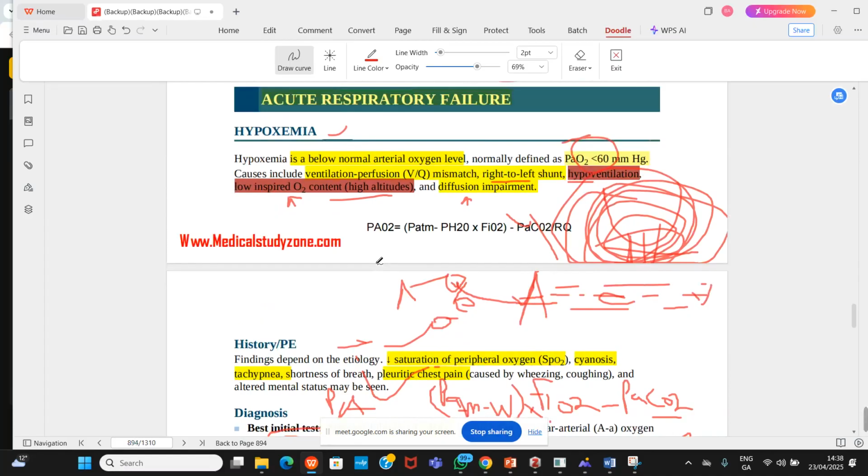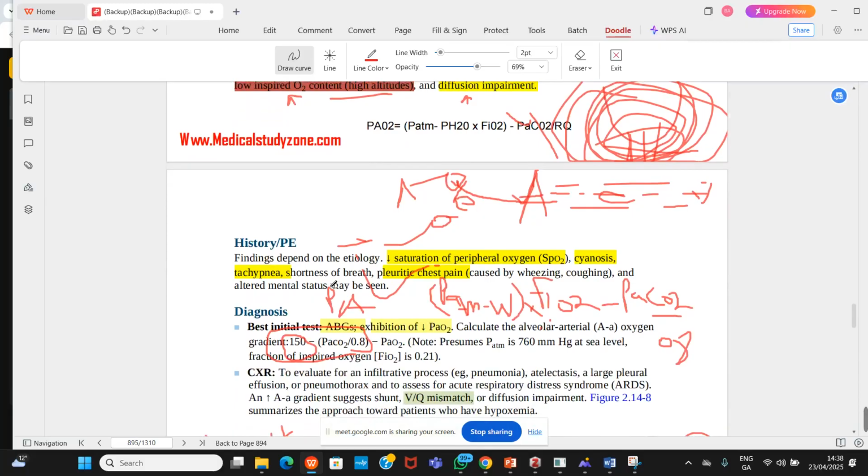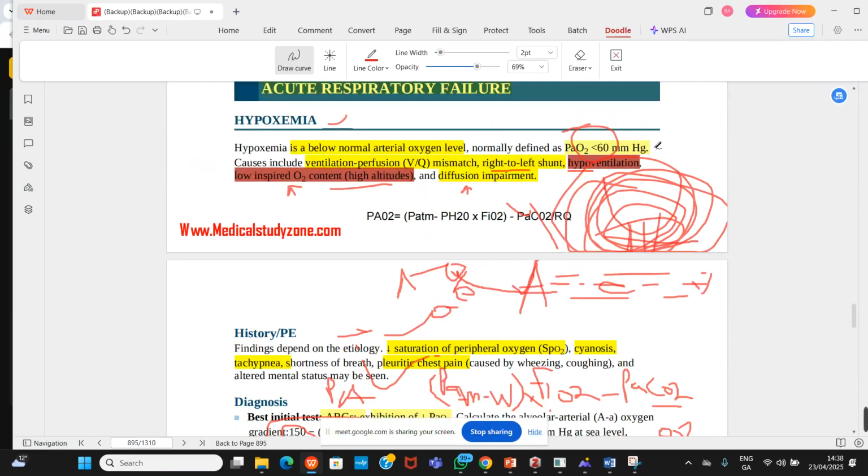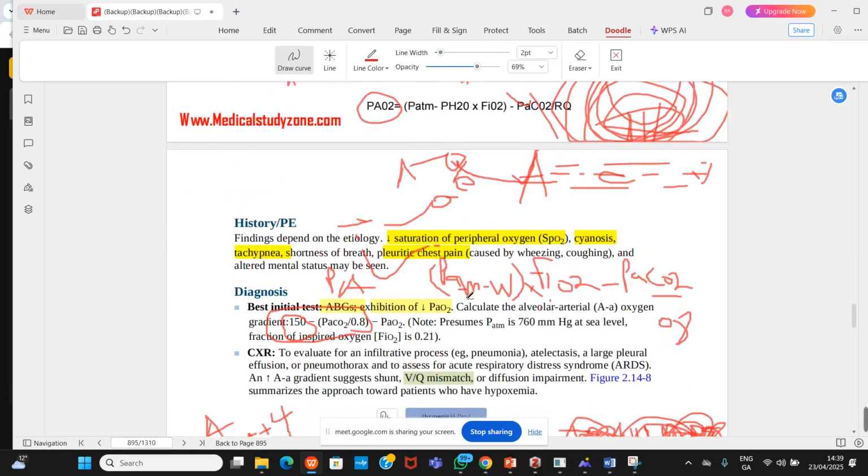We are going to take them one by one so that we can understand the way they affect the partial pressure of oxygen. Mind you, hypoxemia is defined as the partial pressure of oxygen, the P small a O2, less than 60, not P big A, because the P big A O2 is the pressure of oxygen in the alveoli. The one we are looking at is the one in the blood, which is P small a O2.